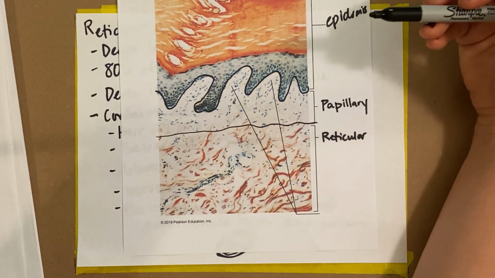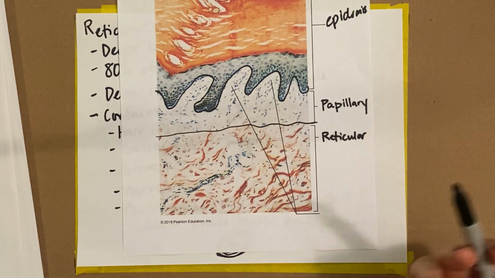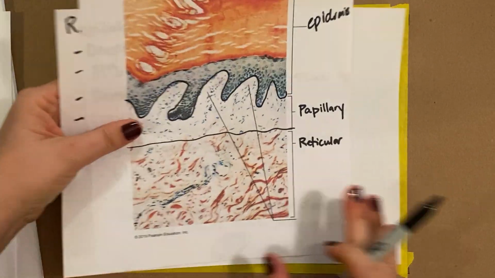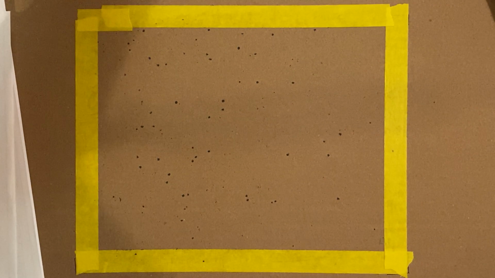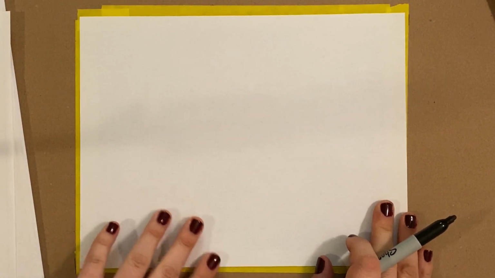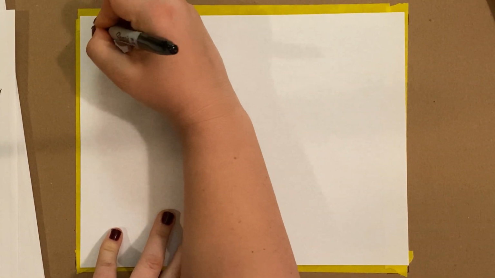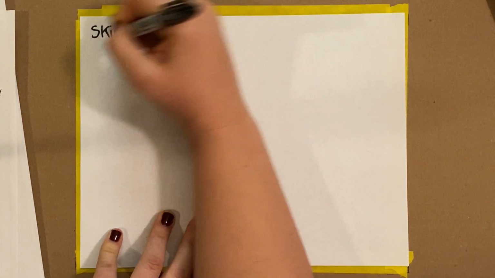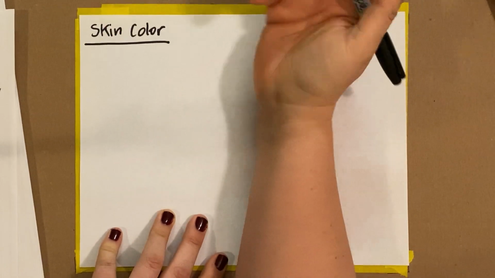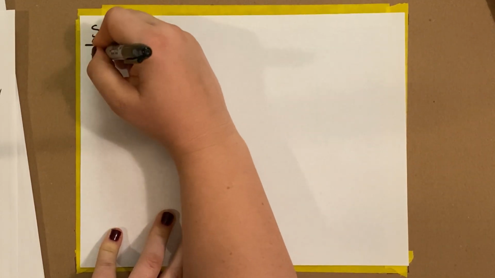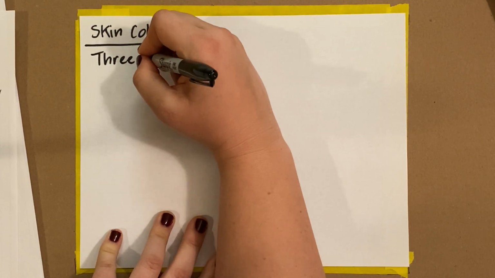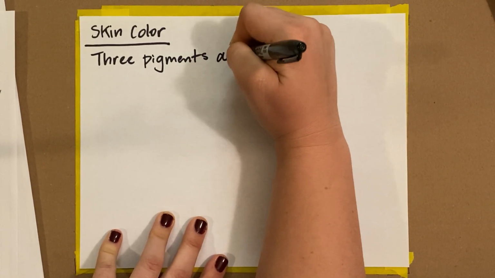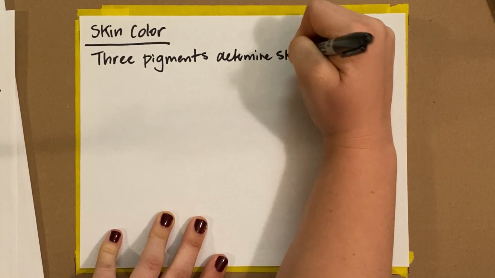All right, so we're now going to talk about some interesting things that have to do with the epidermis and the dermis. The first thing we're going to talk about is skin color. Okay, so what actually determines our skin color? Skin color is very complicated. It has to do with lots of different genes and alleles. But we're just going to talk about the pigments involved in this. So there are three main pigments that determine skin color.